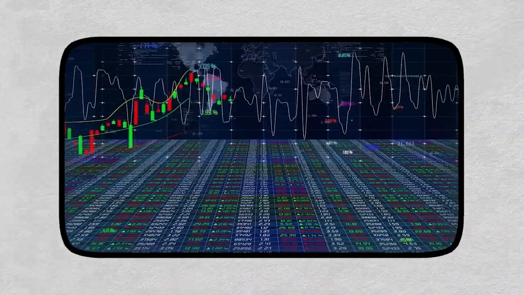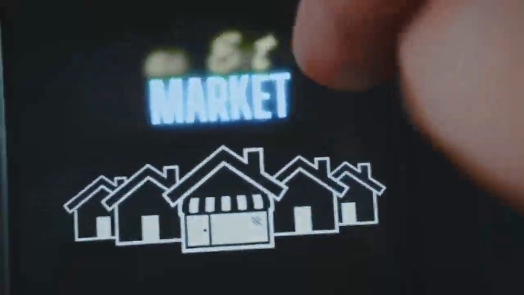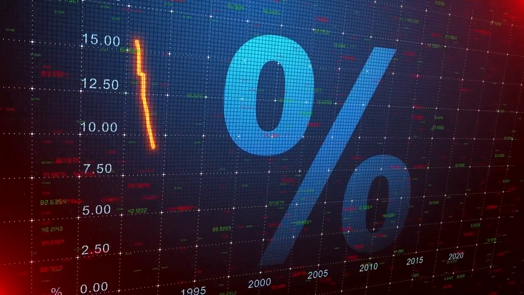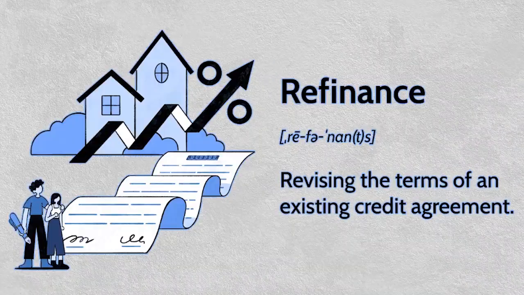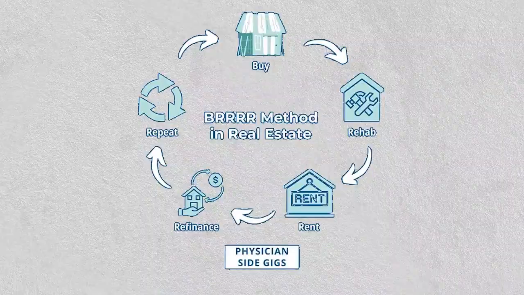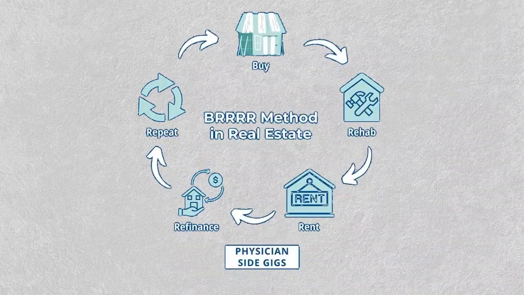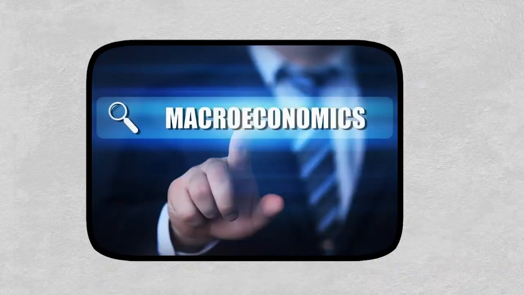Market fluctuations. The real estate market is cyclical, and market downturns or fluctuations in interest rates can affect the value of properties and the profitability of refinancing. This makes the BRRR method particularly sensitive to macroeconomic conditions.